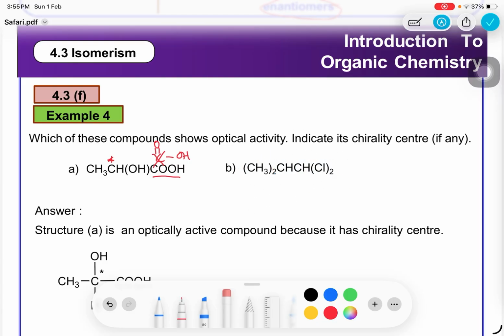Now we move forward to the third carbon here. This carbon consists of 1 hydrogen, 2 Cl, and another one is CH3. So basically they have 3 different groups, not 4 different groups. So again, this compound cannot show a chirality center, and hence no enantiomers can be drawn.